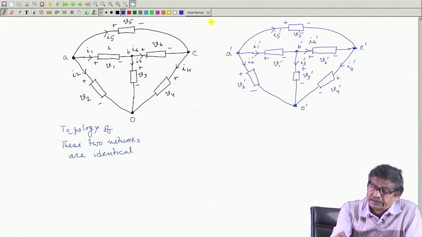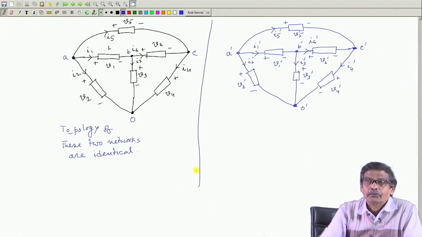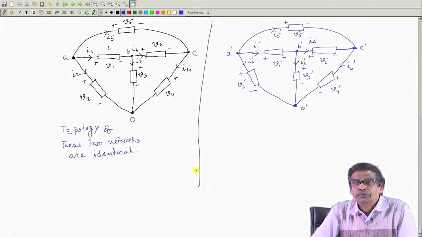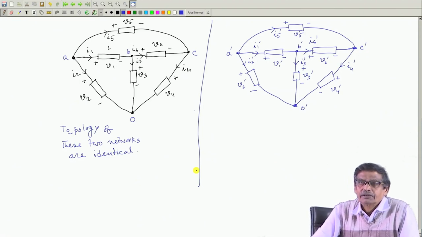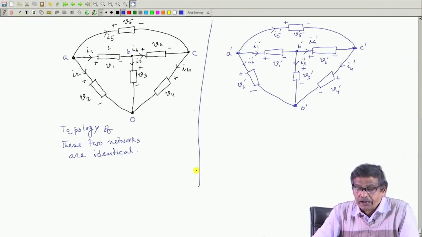So, Tellegen's theorem talks about two networks, two or more networks which have got the same topology, and we will continue with this in the next lecture.